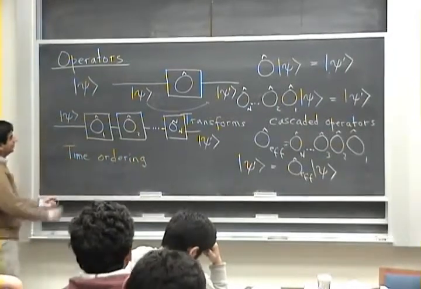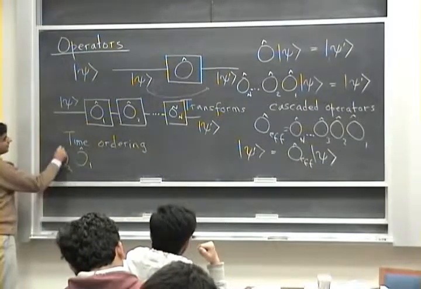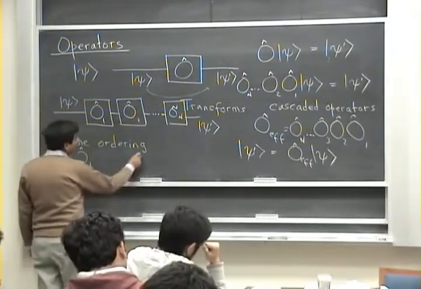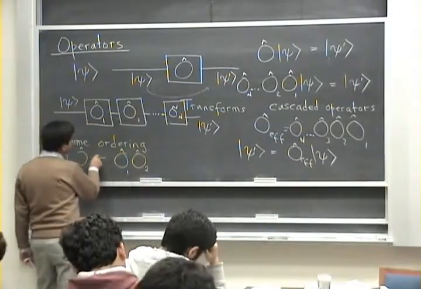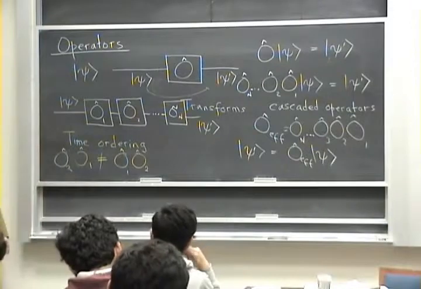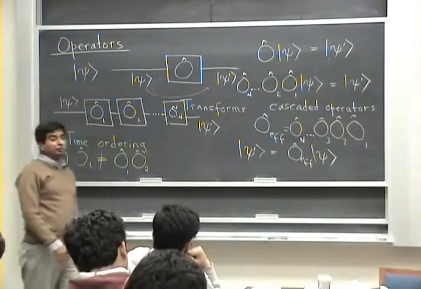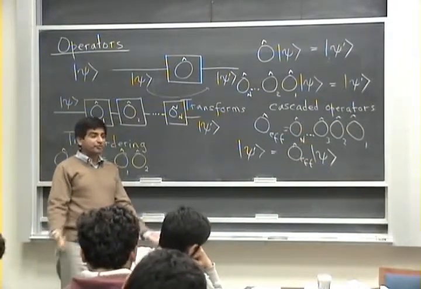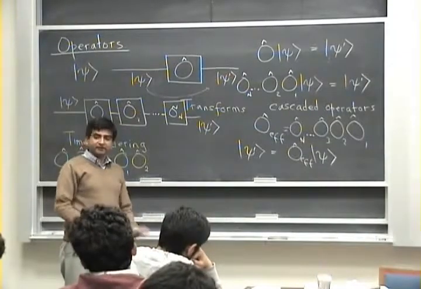In general, O1 followed by O2 will give you a different state than O2 followed by O1, which means that these two operators are in general not the same. Just as with two matrices, they don't commute. Matrix multiplication is not a commutative process. You change the order of matrix multiplication, you get a different matrix.